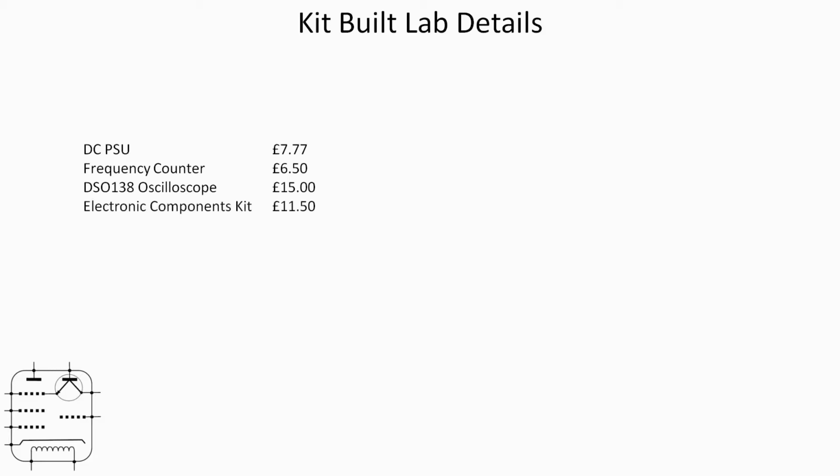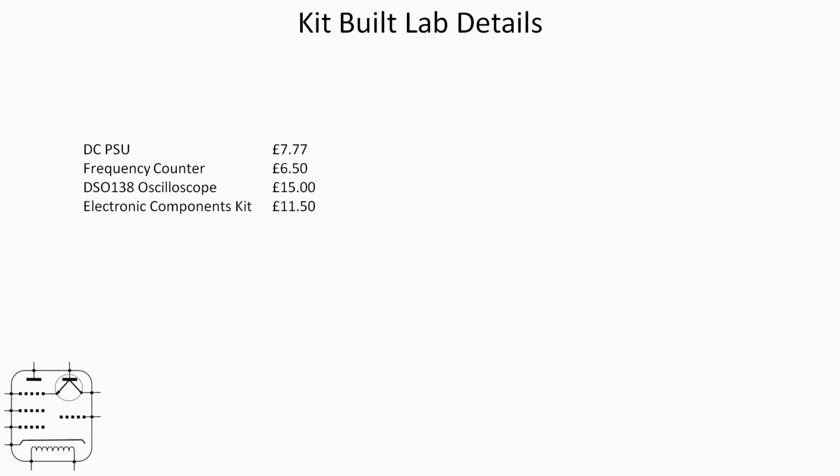So the kits that we were using today, the DC power supply kit was £7.77. That was a Banggood item, I think. The frequency counter kit was £6.50. I got that off eBay. The oscilloscope, I think, came from Banggood. That was £15 at the time. Again, a kit. And the electronics component kit from which we built the Astable was £11.50.